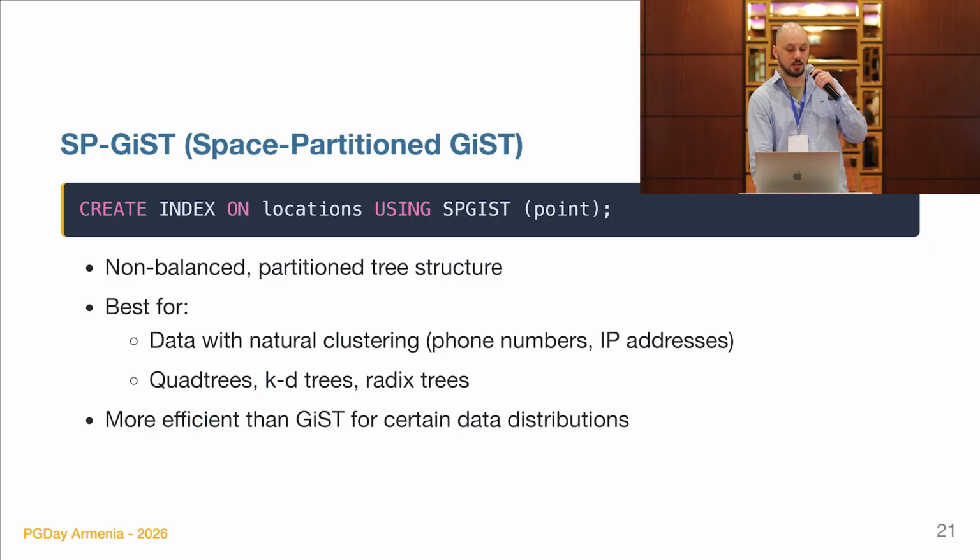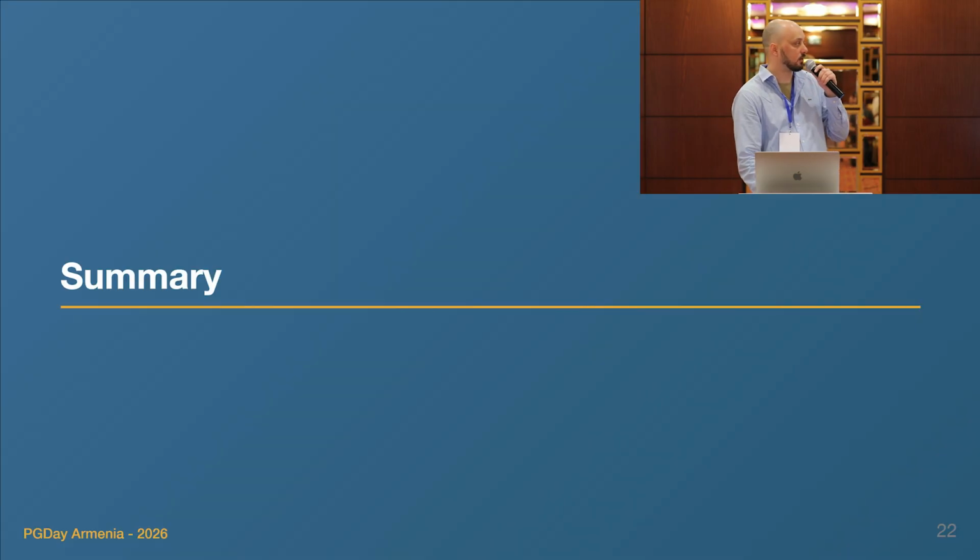The SP-GiST is a non-balanced version of the GiST. It can be used for hierarchical data, data where there is natural clustering, where you want to do clustering operations such as phone numbers and finding by prefix, for example, IP addresses, and several types of hierarchical data like trees, KD trees, radix trees, and it's more efficient than GiST for certain data distributions.